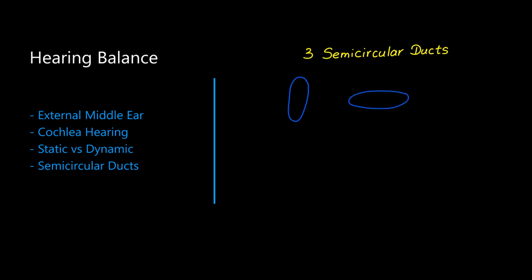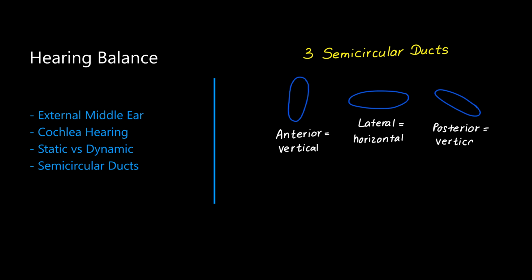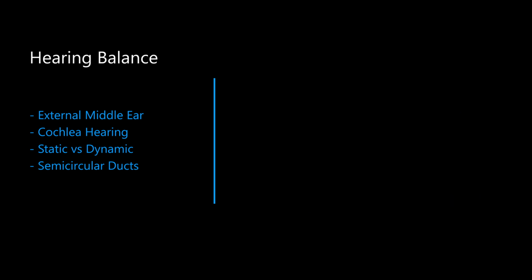The anterior duct is nearly vertical, the lateral duct is nearly horizontal, the posterior duct is vertical, but oriented differently from the anterior. Together with the maculae, these structures act like an internal gyroscope, telling your brain exactly where your body is in space.